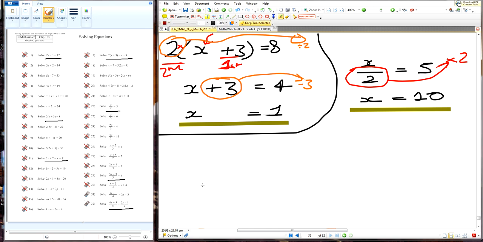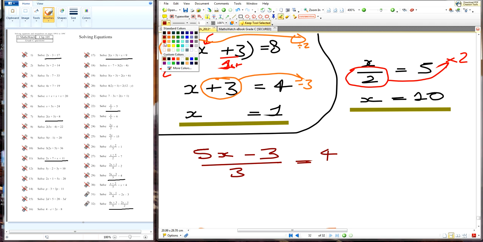Okay, I'm looking at question number 29 now. So we have 5x minus 3, all divided by 3, is equal to 4. Now, what do we not like to have in a question when we're solving equations? If we have it, we like to get rid of the fractional parts. We don't want fractions in questions when solving them. Ideally, we don't want anything on the bottom, the denominators.